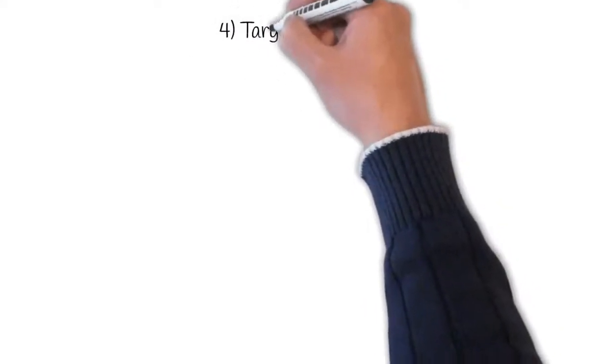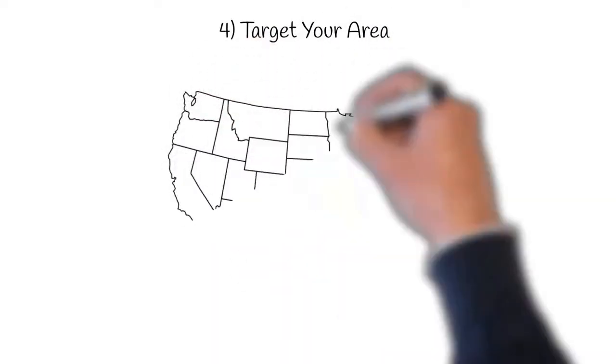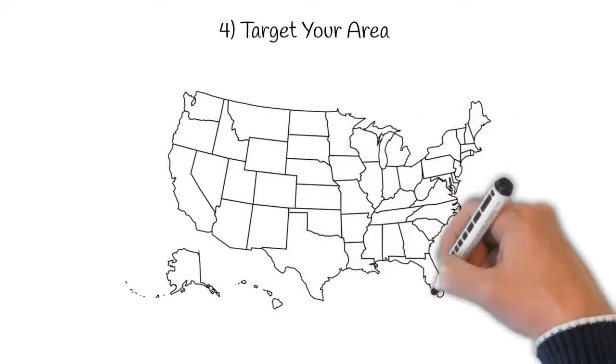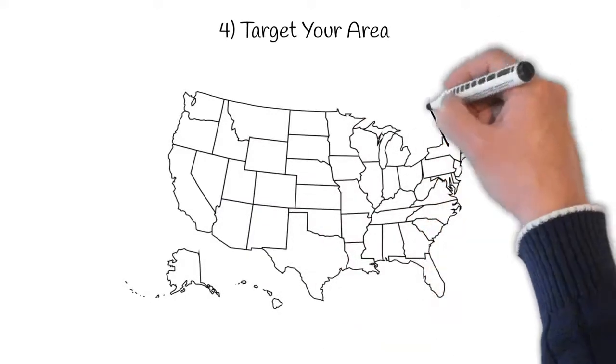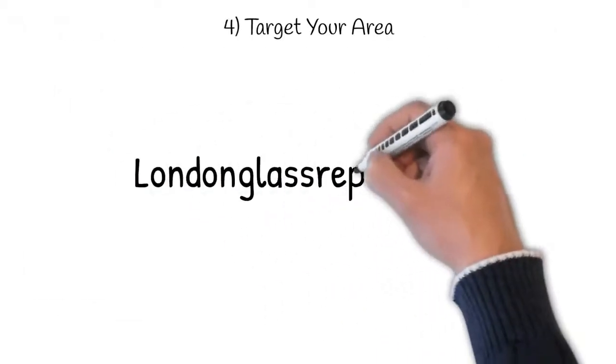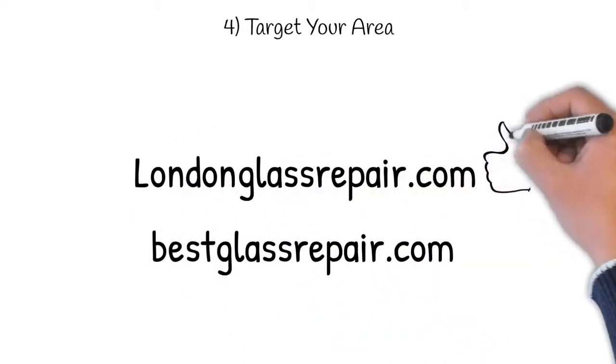The fourth step is to target your area. If your business is local, consider including your city, state, or region in your domain name to make it easy for your local customers to find and remember you. For example, londonglassrepair.com is more targeted than bestglassrepair.com.